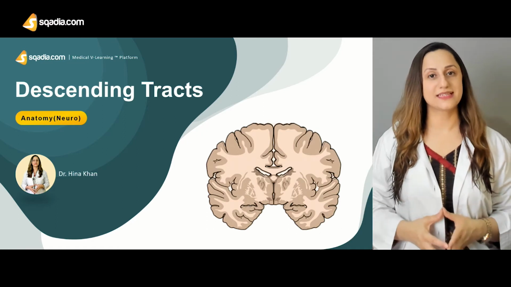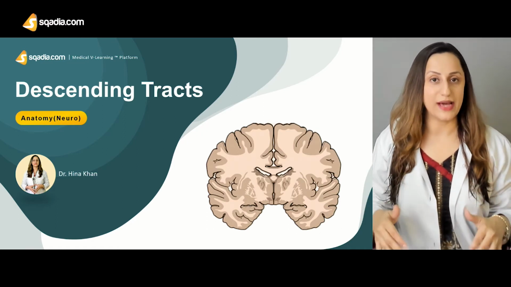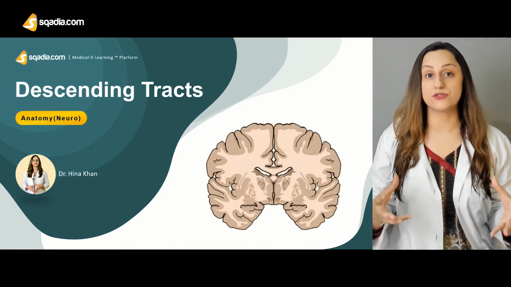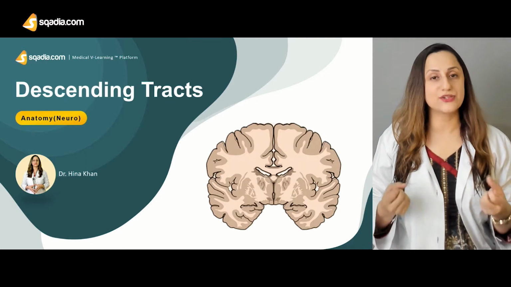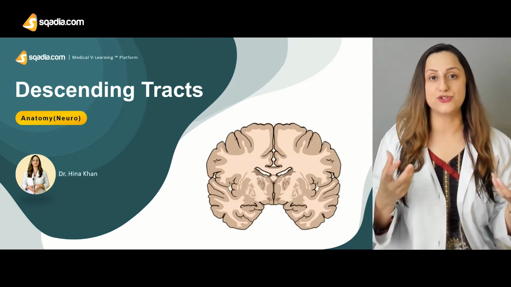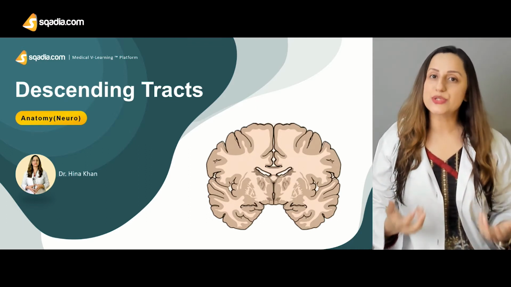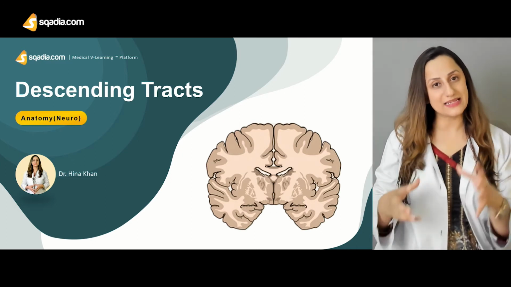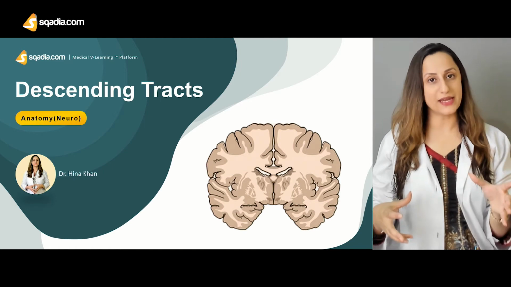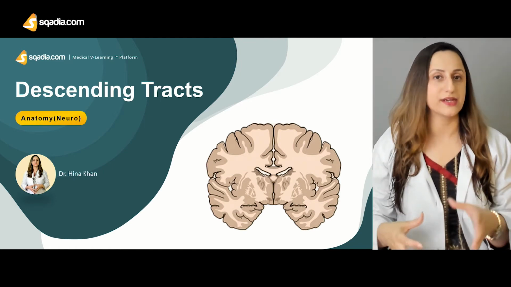Today, the topic under discussion is the descending tracts. By the terminology, we already have some knowledge that these are the fasciculi, the tracts, or we can also refer to them as roads that are taking down the messages from the higher centers of the brain towards the target organs.